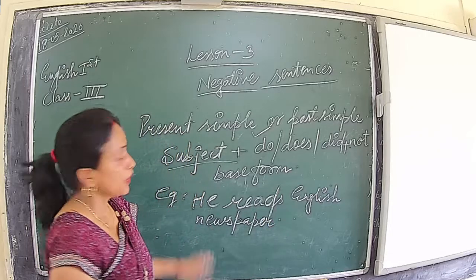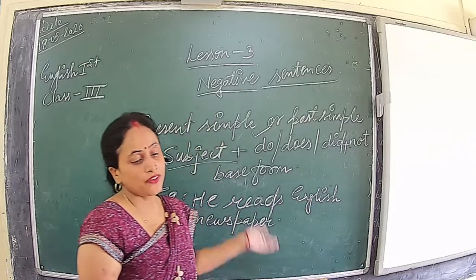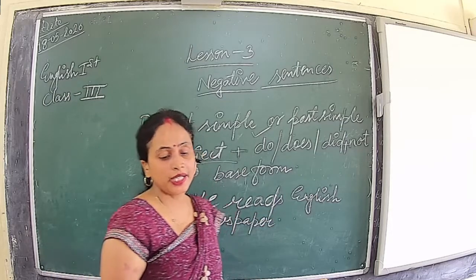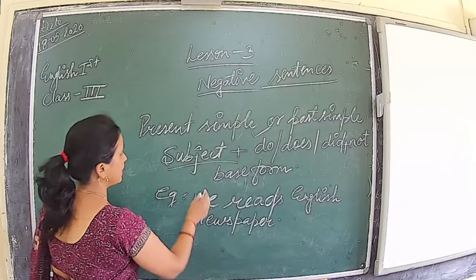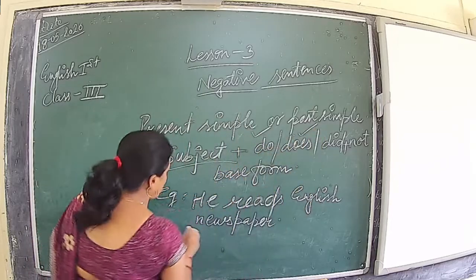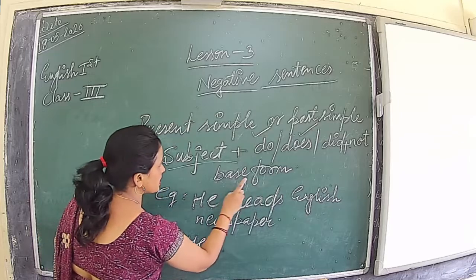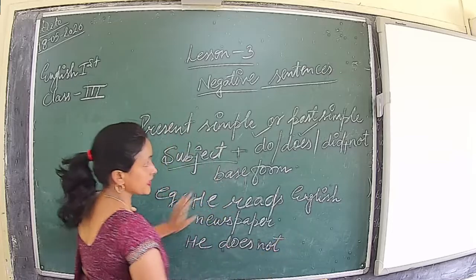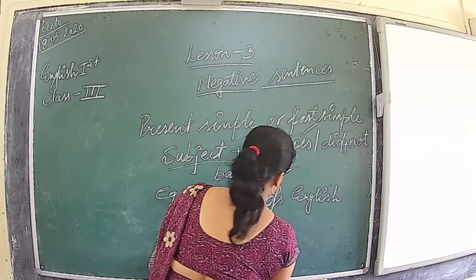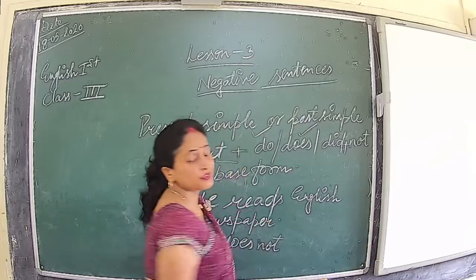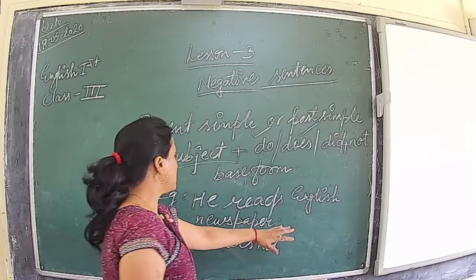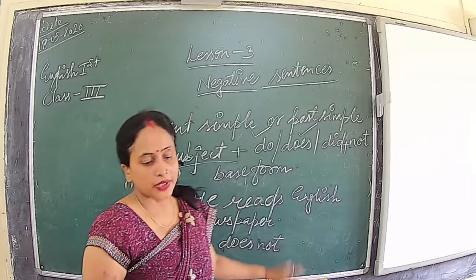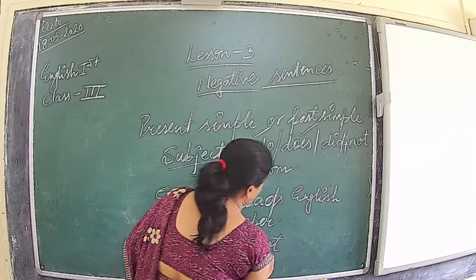Okay, he reads English newspaper. When we change it into the negative sentence, what will it become? He does not read English newspaper. This is clear now. He is the subject, then does not. Does plus not, and then the base form of the verb. He does not read newspaper. He reads English newspaper. He does not read English newspaper.